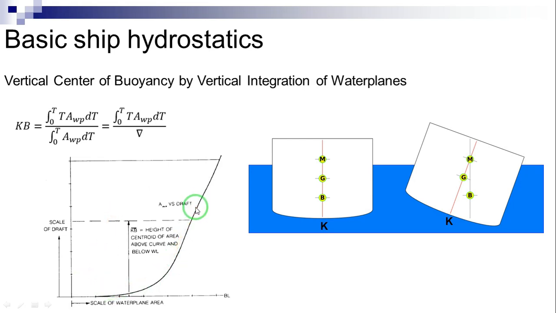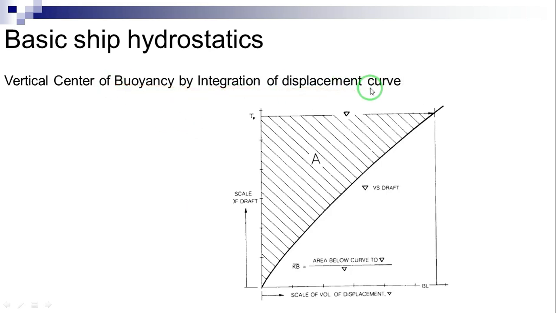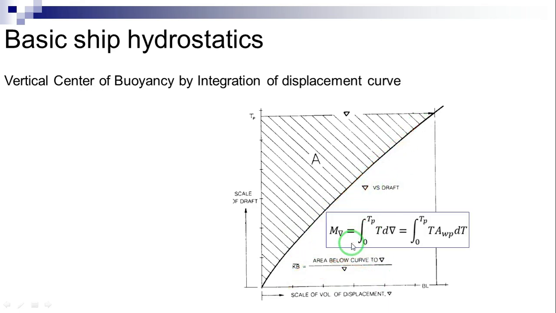Vertical center of buoyancy by integration of displacement curve. Another method of obtaining KB depends upon the fact that the curve of volume of displacement versus draft is the integration of the curve of waterplane areas. This figure shows a curve of volume of displacement against draft. Therefore, the area between the curve and the horizontal axis, i.e. displacement, gives this equation. After calculating this moment, the KB is obtained using this equation.